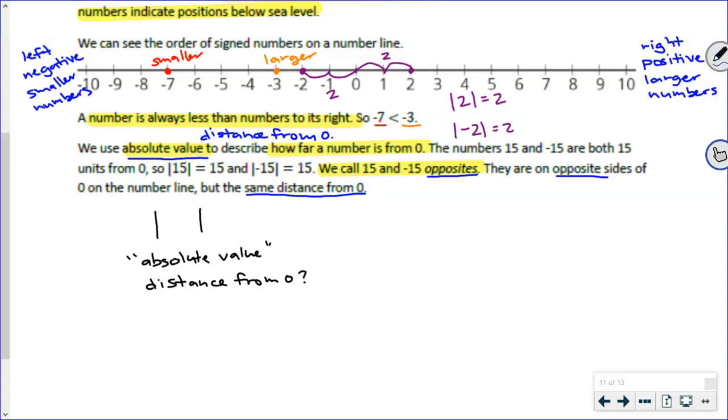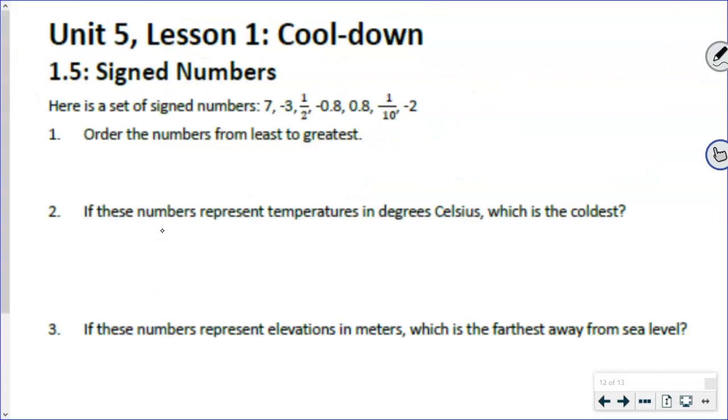Yeah, so just like we wrote up here, absolute value of 2 is 2. Absolute value of negative 2 is 2. So that's how we would answer those questions, just like what you see here. So we still use the same vertical bars. We just say the absolute value of and then whatever is inside of that. Good question. Now that we have done our summary, it is time for our cool down.